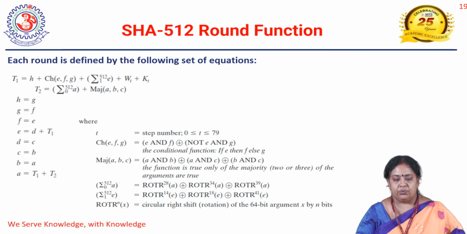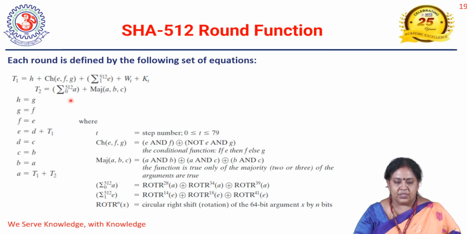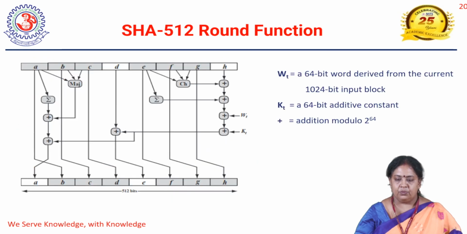And what happens in each round? We'll show it in the diagram. Now this is round 0, and the round 0 output will be given for round 1. So these are the transformations going on. Wt is a 64-bit word derived from the current 1024-bit input block, and Kt is a 64-bit additive constant, and this is the addition modulo 2 power 64.